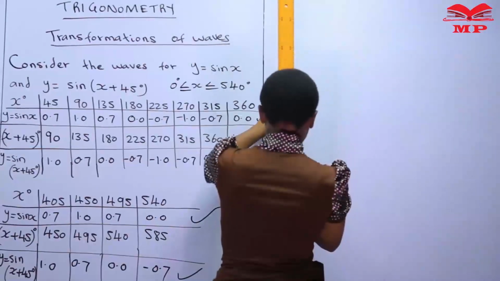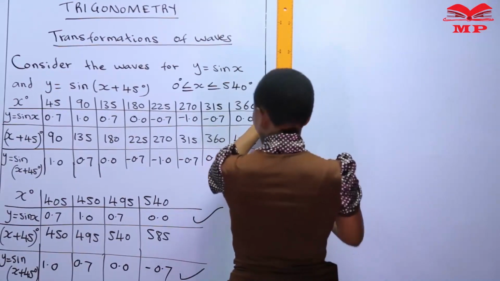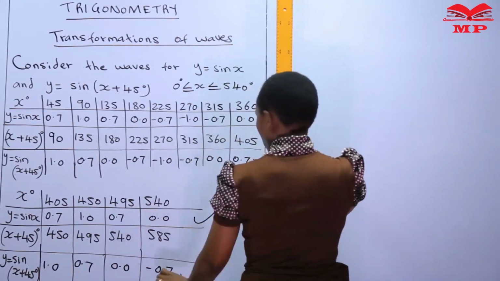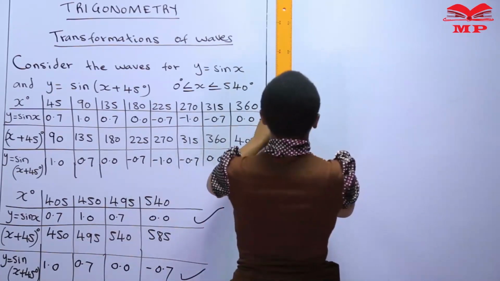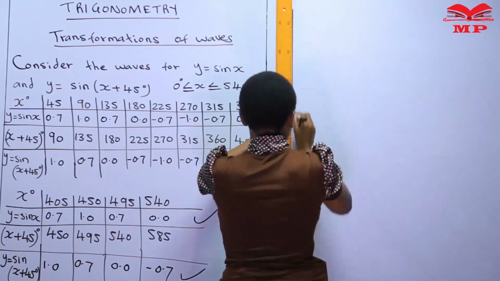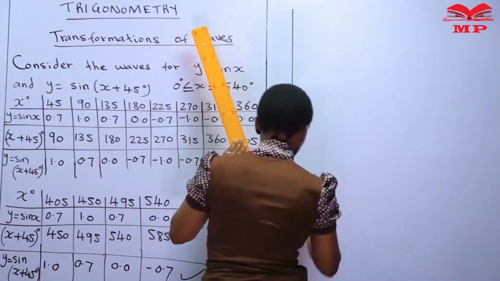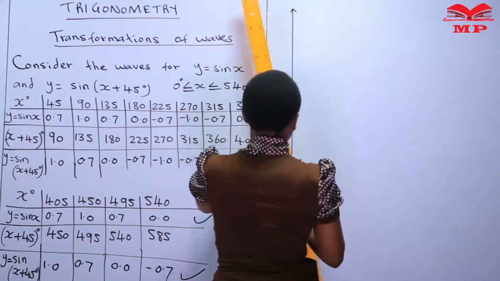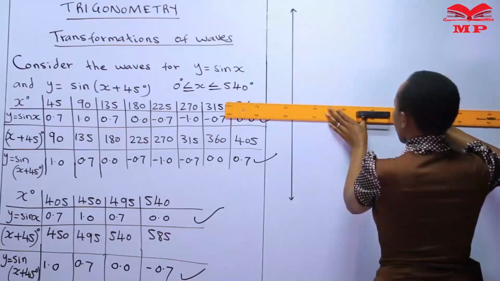So in this again, we have the highest value being 1. We have 1 as the highest. So we'll have the following. We have our y-axis, then we have the x-axis.